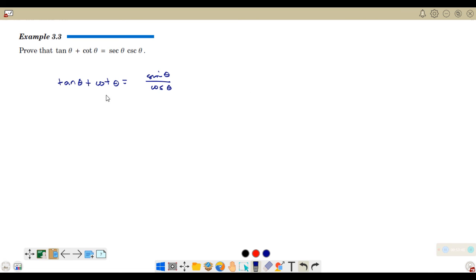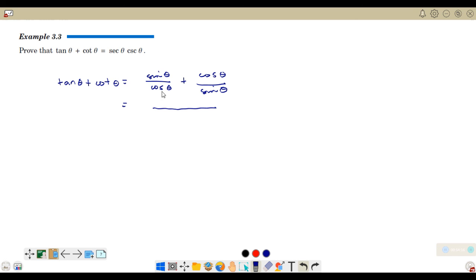Okay, what do we know about cotangent theta? So, si cotangent theta naman ay equal sa, saan nga siya equal? Sa cosine theta over sine theta. Yan, kabaligtaran naman itong tangent theta. Now, let's try to add them up.